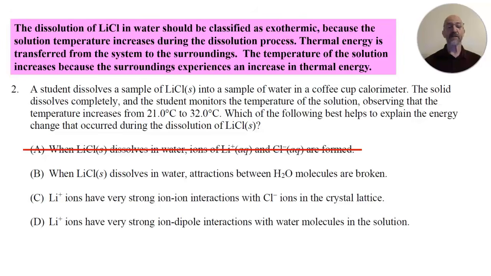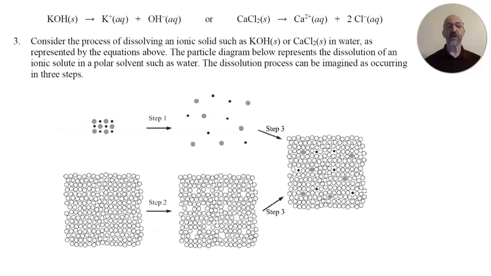Now, before I take a look at the details of choices B, C, and D, I'll show you something I had presented in my video for topic 6.1. So here is a particle diagram that breaks down the dissolution of an ionic solute in a polar solvent such as water. And it's breaking it down in this particle diagram into 3 steps. So we have step 1, attractive forces between the ions and the crystal lattice of that ionic solute are broken.